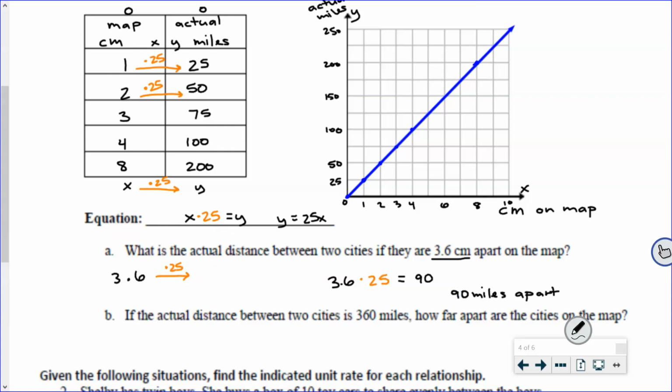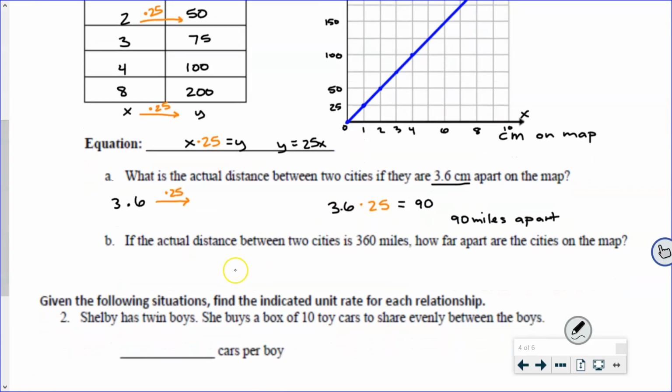Okay, and now compare that to part B. If the actual distance between two cities is 360 miles, how far apart are the cities on the map? How is this problem similar and different? Again, quick 15-second discussion with your tables, and then it needs to be quiet because we're going to talk about it. 15 seconds, ready, set, go.